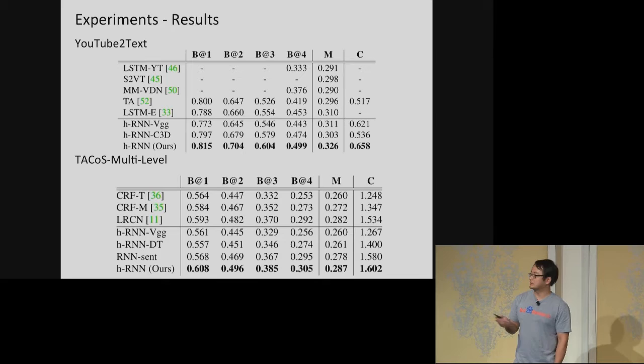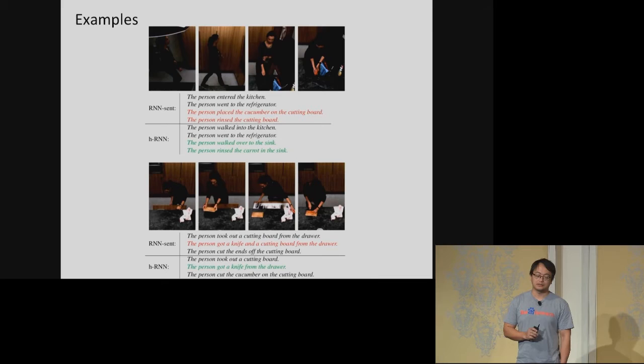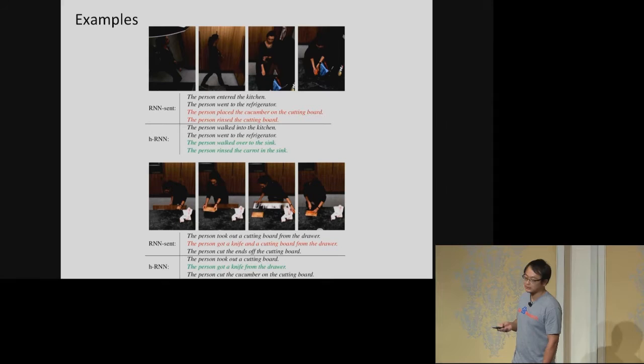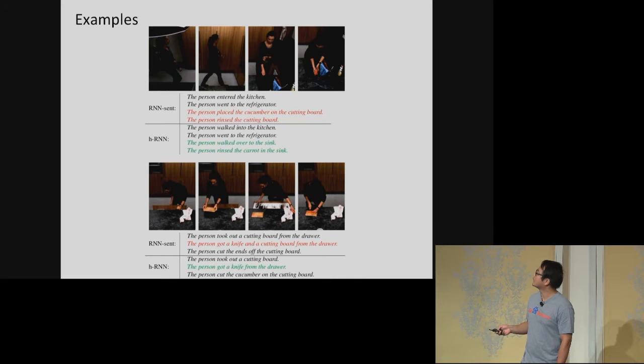So these are examples of the generated sentences. The first example is the sentence generated by independent RNNs, and the second is the sentence generated by hierarchical RNN. We can see that it can correct some mistakes using the context information. For example, in this case, the person first picked out the cutting board, but the second sentence is 'the person picking out the cutting board and also pick up the knife', which cannot happen. But our method, using the dependencies, can correct the result.